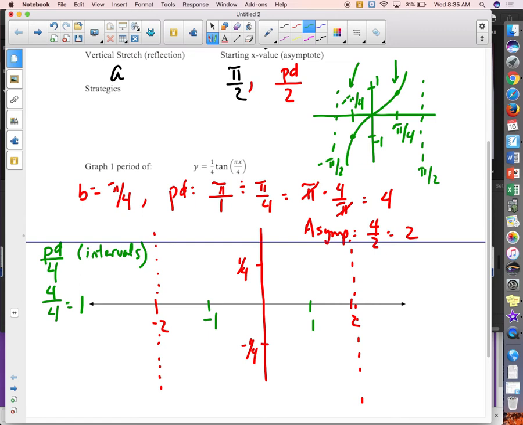Which means at negative 1, my y value will be negative 1/4. And at 1, my value will be 1/4. Right in between those two, at the origin, my y value will be 0. And I can connect the points as such.